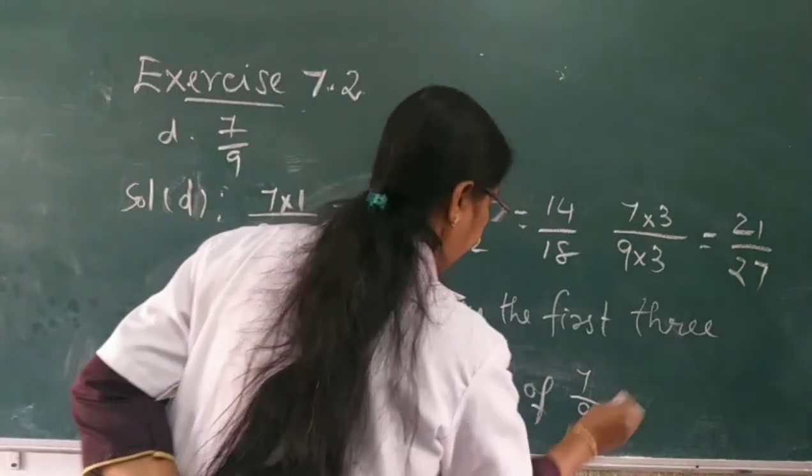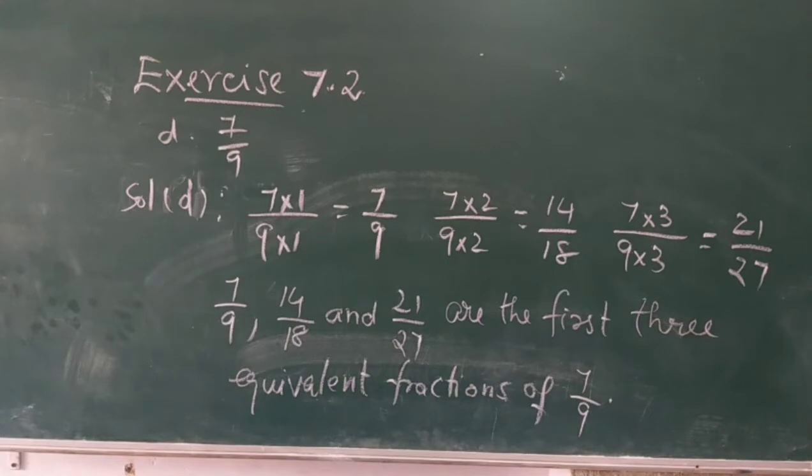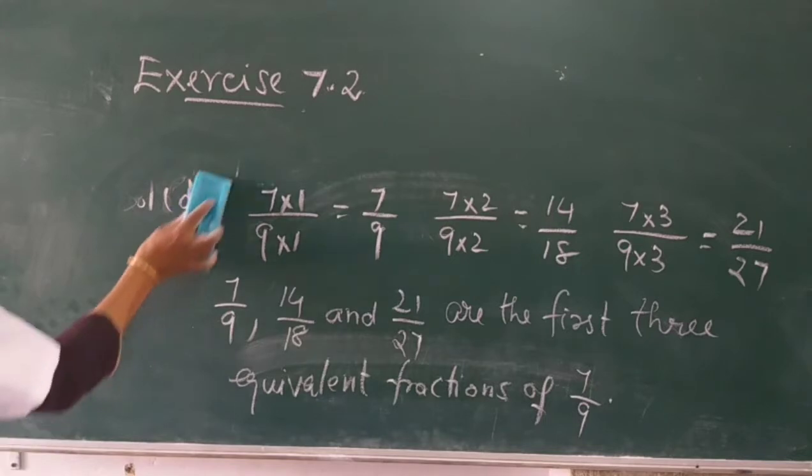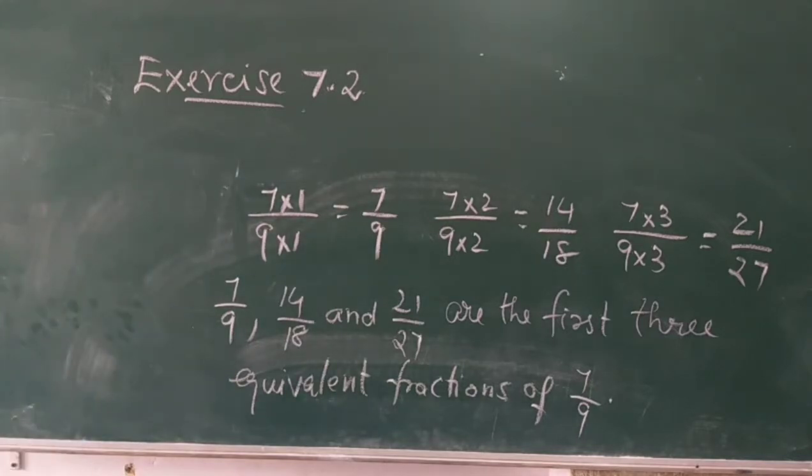Okay, children. 4 questions are done. 2 more are there: 13 by 15 and 23 by 60. 13 by 15.